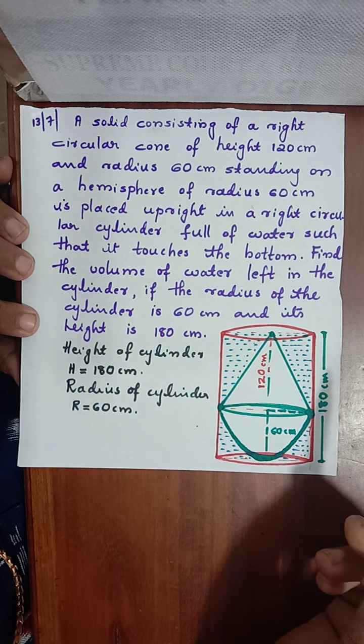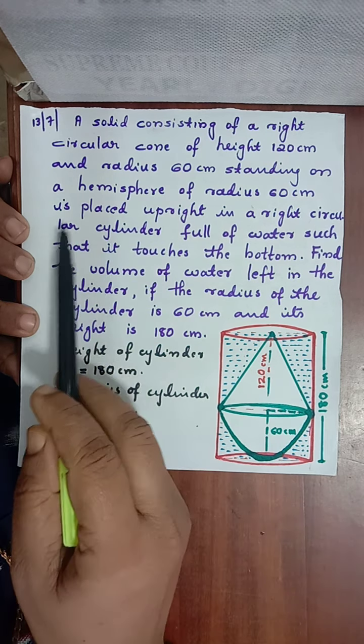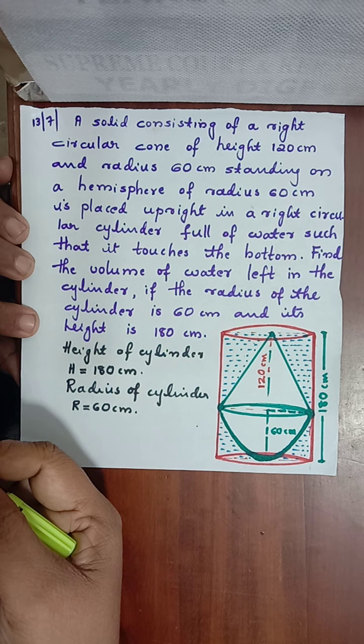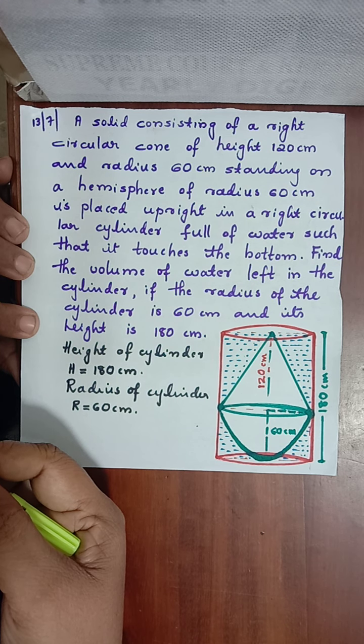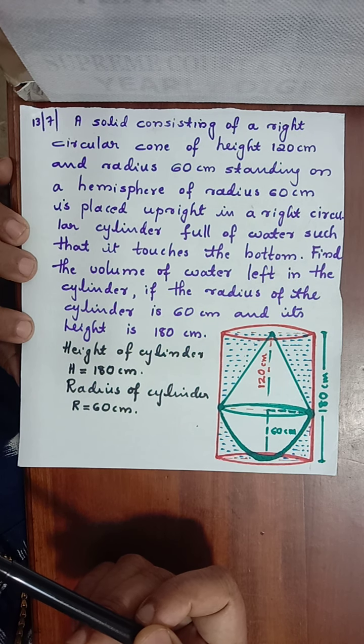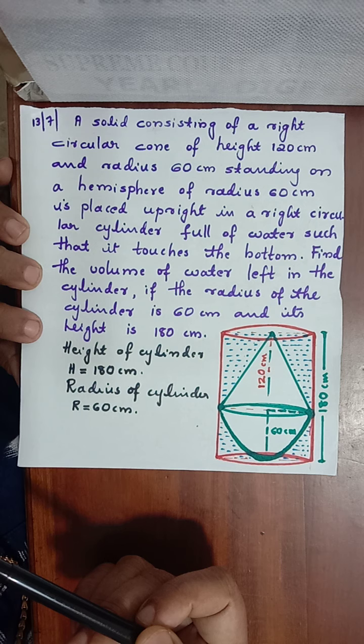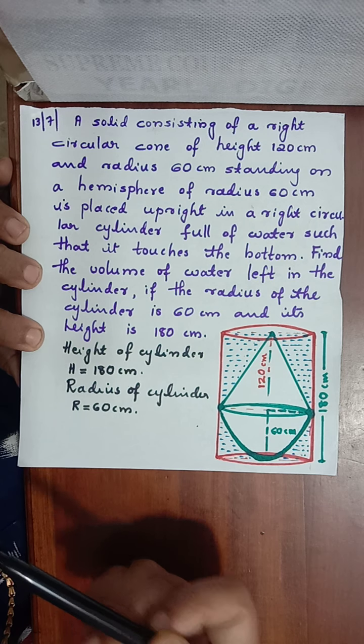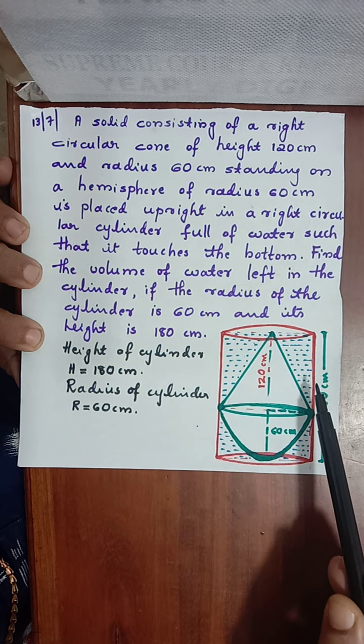A solid consisting of a right circular cone of height 120 centimeter and radius 60 centimeter standing on a hemisphere of radius 60 centimeter is placed upright in a right circular cylinder full of water such that it touches the bottom. Find the volume of water left in the cylinder if the radius of the cylinder is 60 centimeter and its height is 180 centimeter. Now, when you see the figure, you will understand.